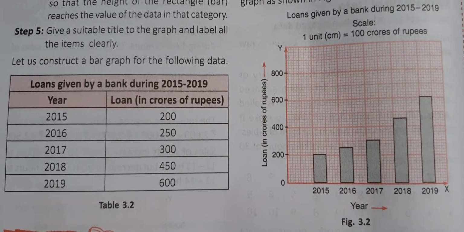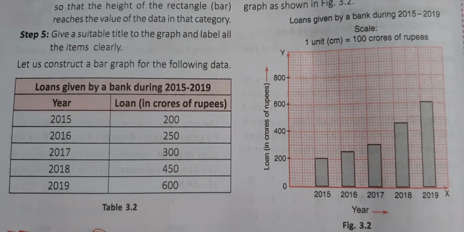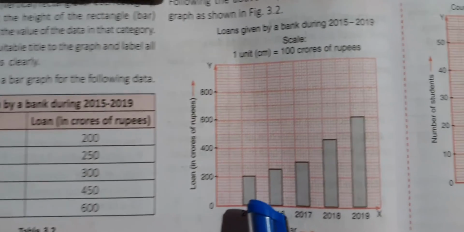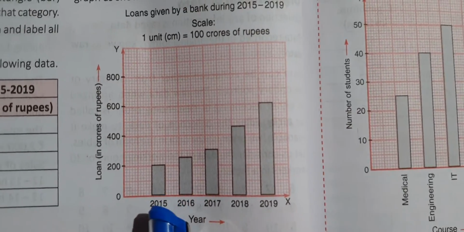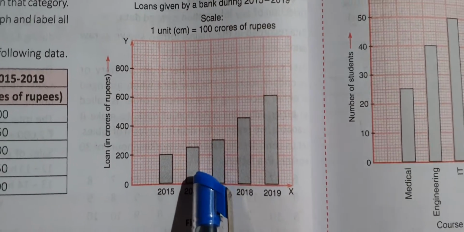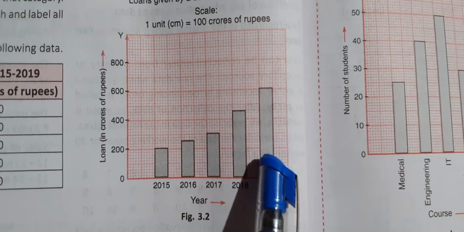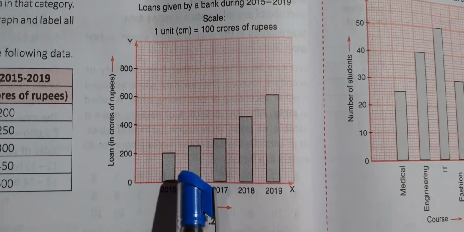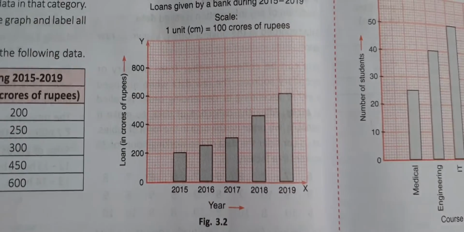So we are going to discuss the bar graph. Now, what is a bar? You can see here, this is one type of graph in which the information is represented by these rectangular boxes. These rectangular boxes are known as bars. Now, how to draw a bar graph?